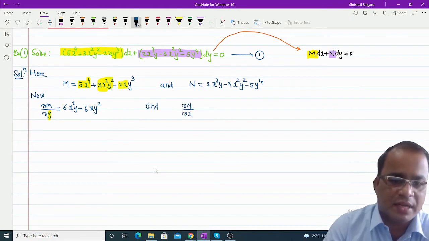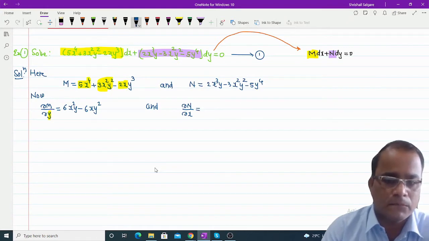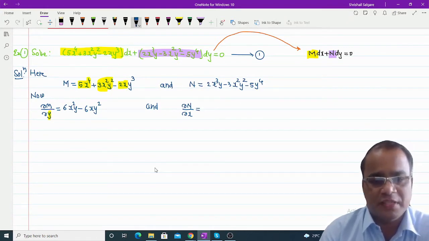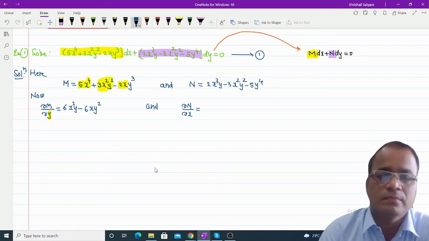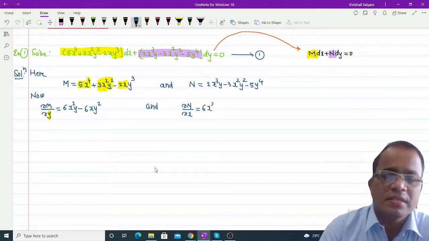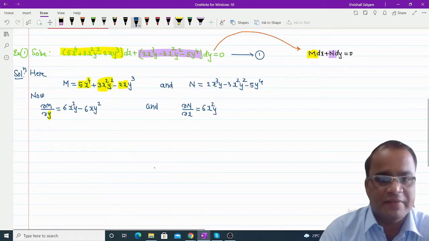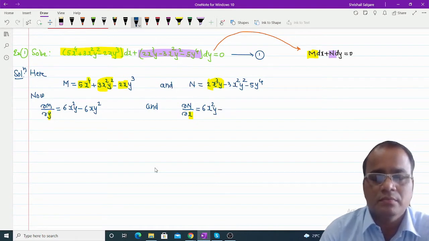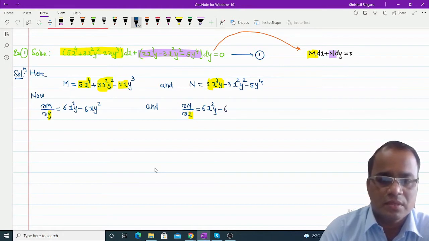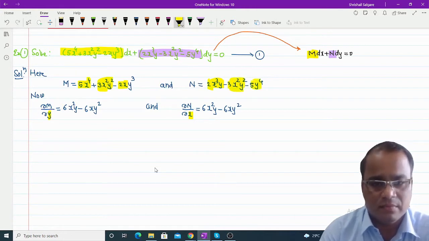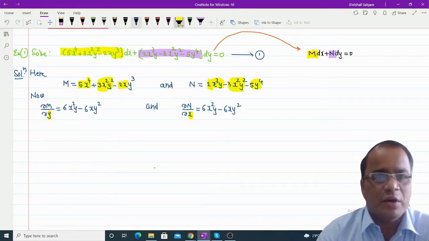Partial derivative with respect to x. Prerna, are you in the class? Yes, sir. Tell me the partial derivative with respect to x. 6x square y. That is the derivative of the first term partially with respect to x. Next. Very good. Second term, 6xy square. That is the derivative of the second term. And what about the last term? 0.